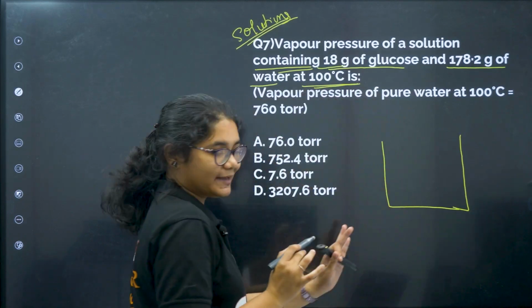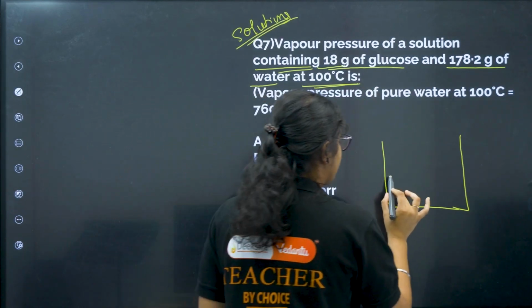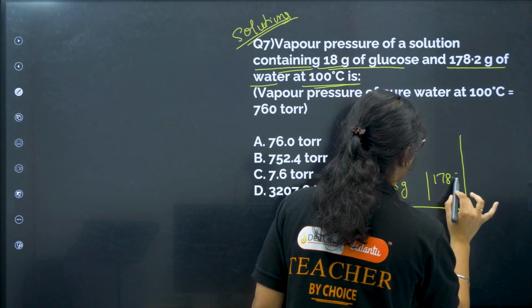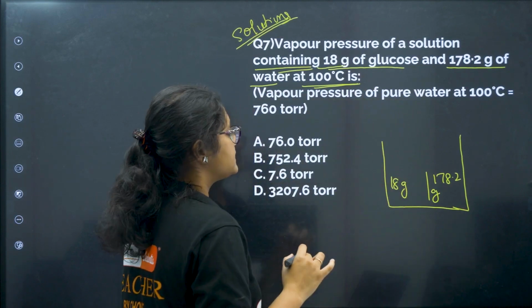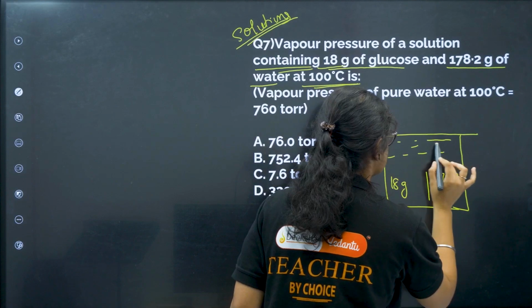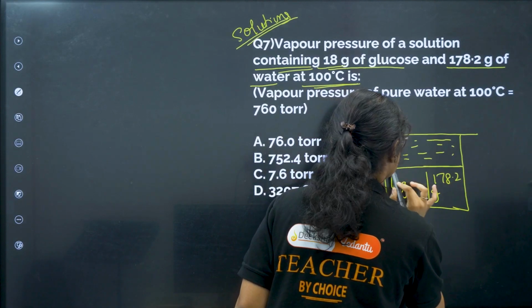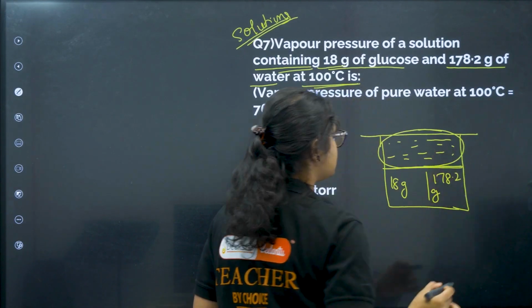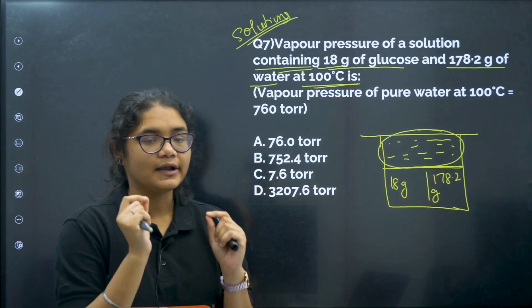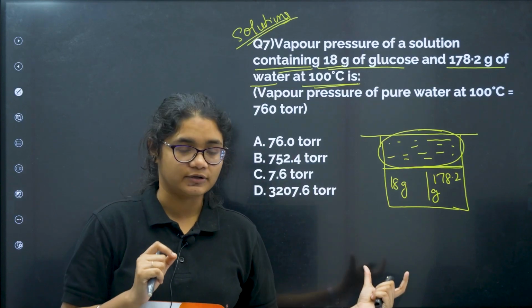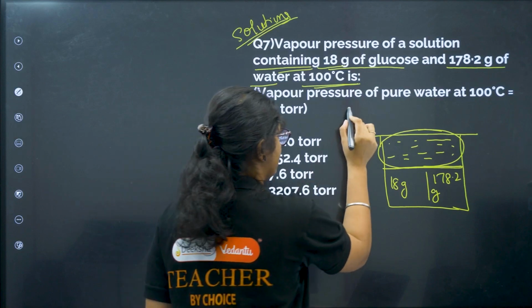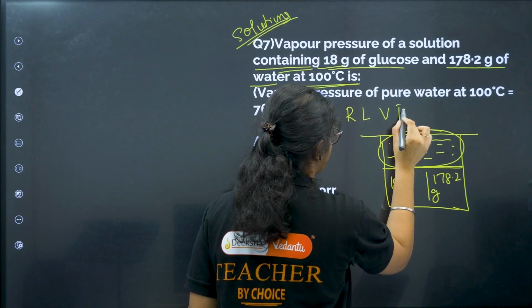We have a container. In this container we have 18 gram of glucose, and we have also 178.2 gram of water. Now what is happening? We have closed this container, so as a result there will be some vapor produced here, right? So the question is asked, what is the vapor pressure of this particular solution? Now whenever we add a non-volatile solute to a solvent, what will happen? The vapor pressure decreases, and this property is called relative lowering of vapor pressure, right?